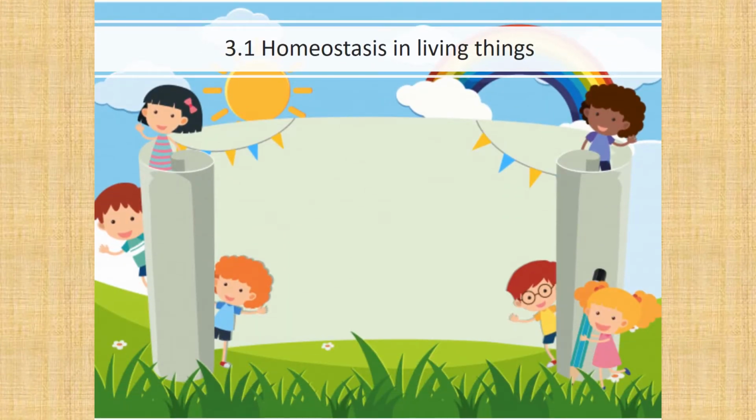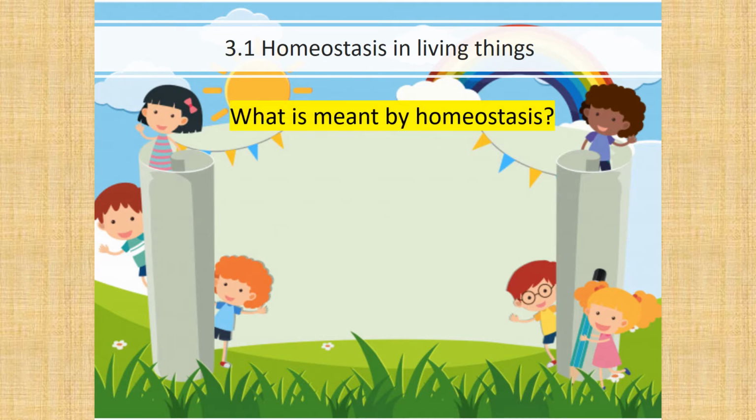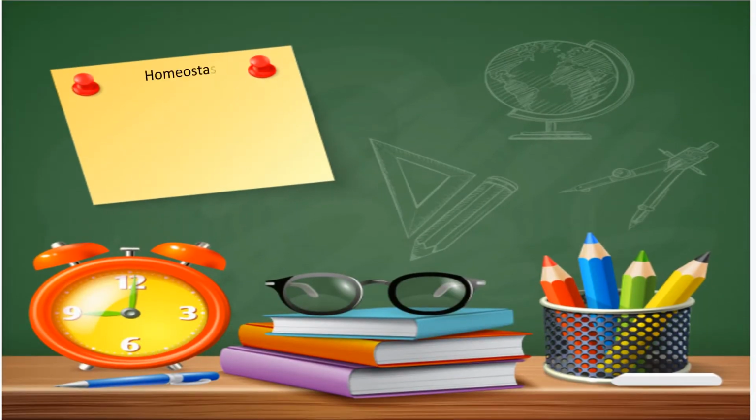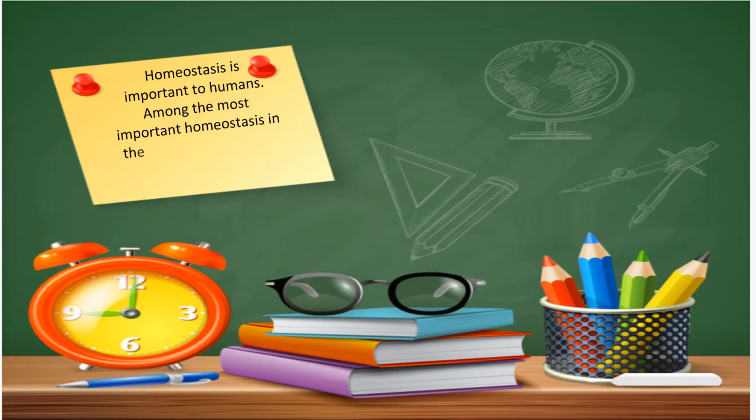Okay, so what is meant by homeostasis? Homeostasis refers to the maintenance of the internal environment in the body of an organism, such as temperature, water, pH, and blood pressure to be in a balanced and stable condition. Homeostasis is important to humans. Among the most important homeostasis in the human body are regulation of water and body temperature.